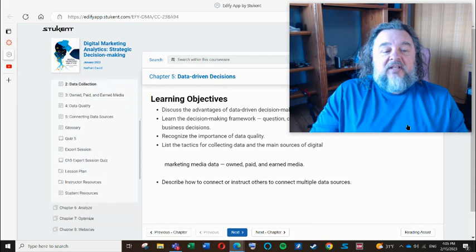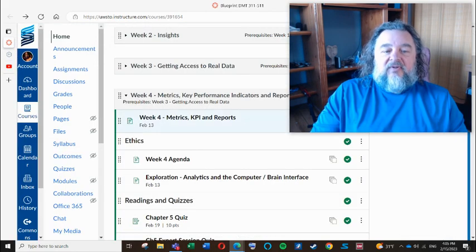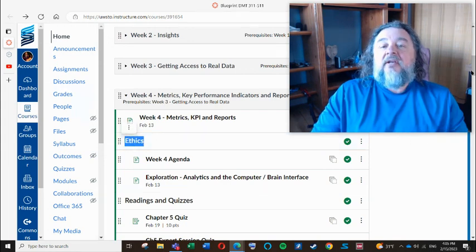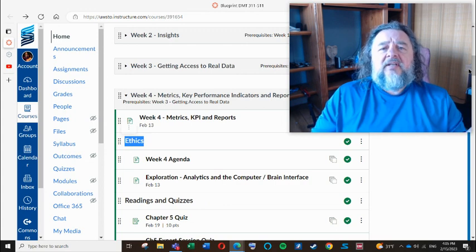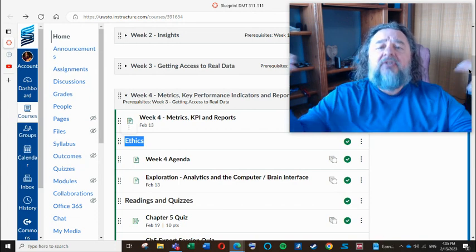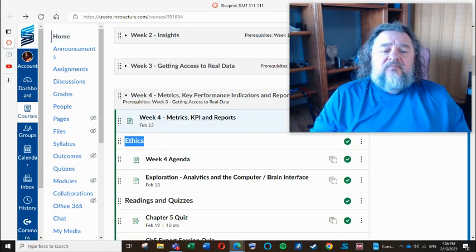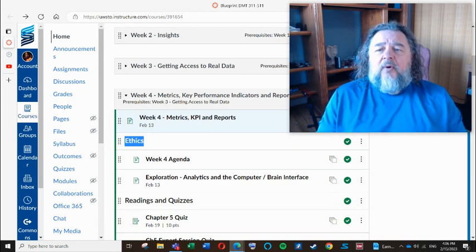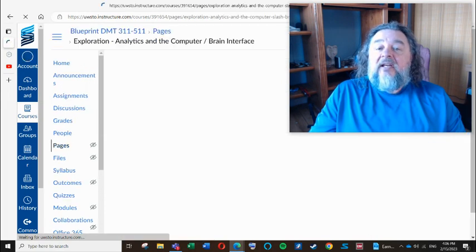But in that quick scan, what you don't see is anything about, yep, you heard it right here first, ethics. So, what I do to make this more than simply "yeah, I learned about that in school" and get you really thinking deeply about it is that we're going to do a several-week exploration. Specifically, we're going to go into analytics and the computer brain interface.